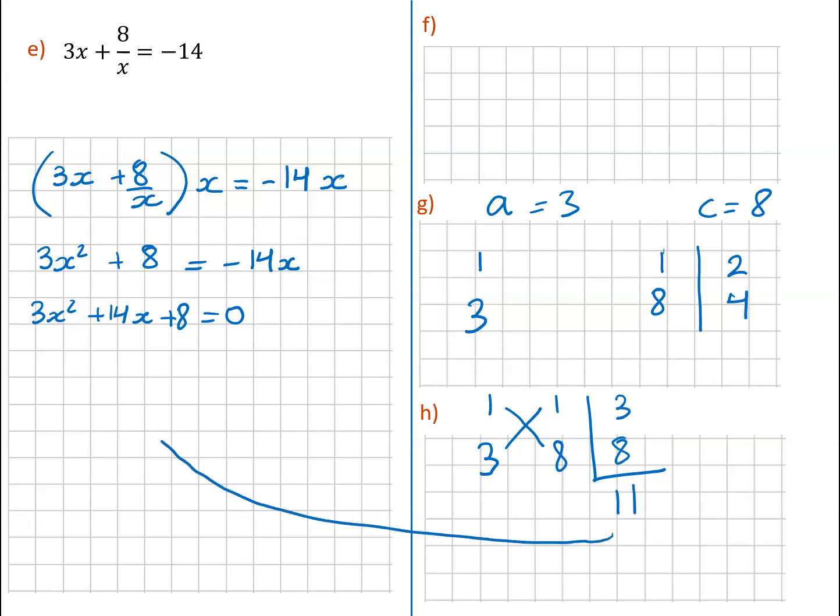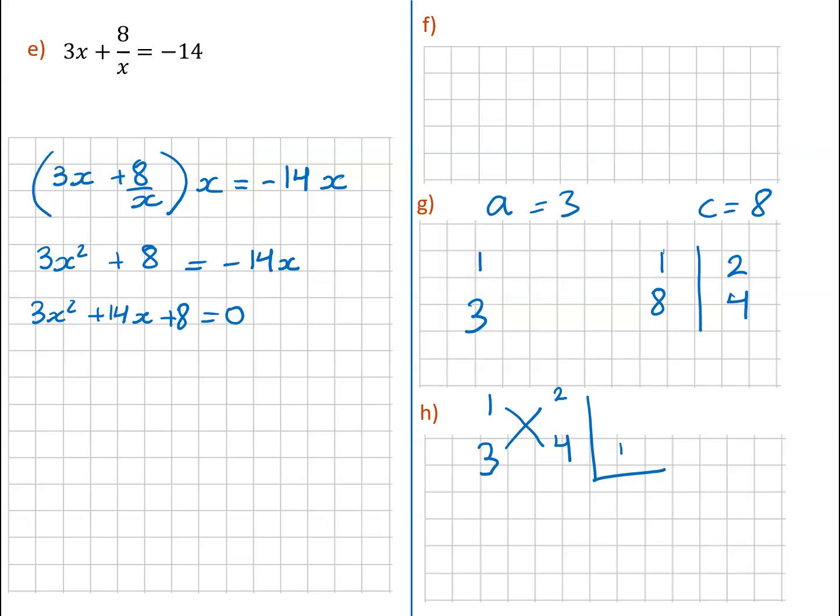Now, I need to get 14. Okay, this combination, no good. Let me just try and put 8 on top here and the 1 down the bottom. What would we get? 3 times 8, 24. 1 times 1, 1. 25, no good. Okay, time to move on now. 8 and 1 was no use. Let's try 2 and 4. Let me put a 2 and the 4 there. See how we go with this.